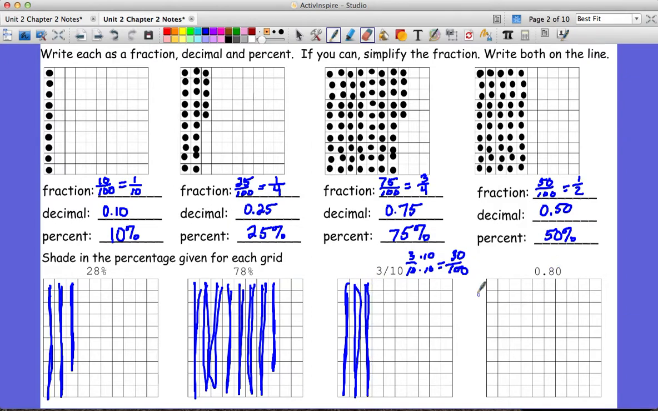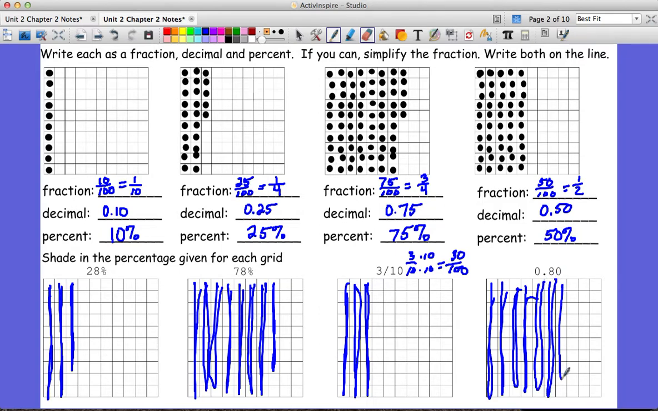And then 80 hundredths, same thing. You shade in 80. Now hopefully your shading looks a little bit better than mine. I'm just trying to save us some time here.